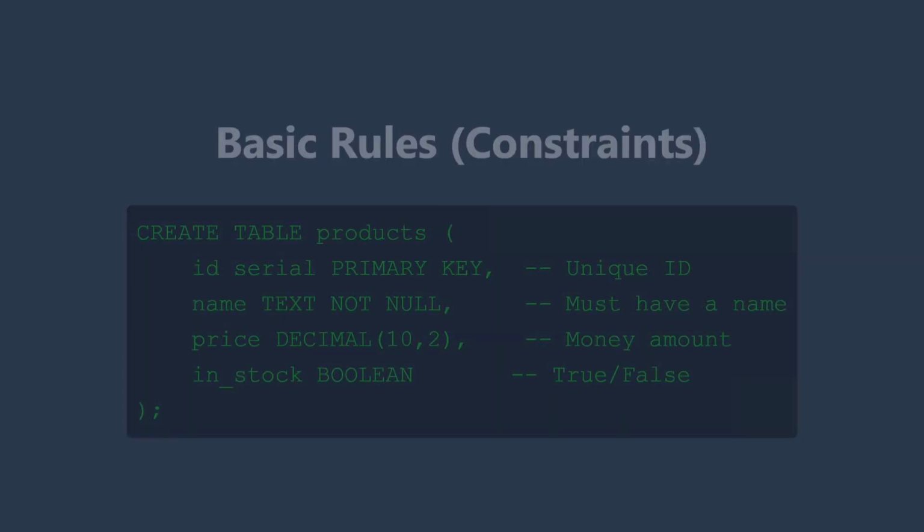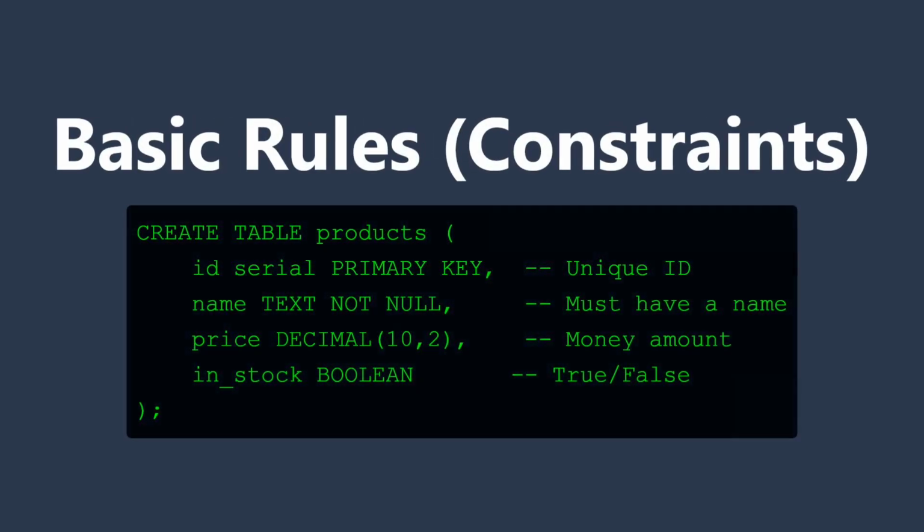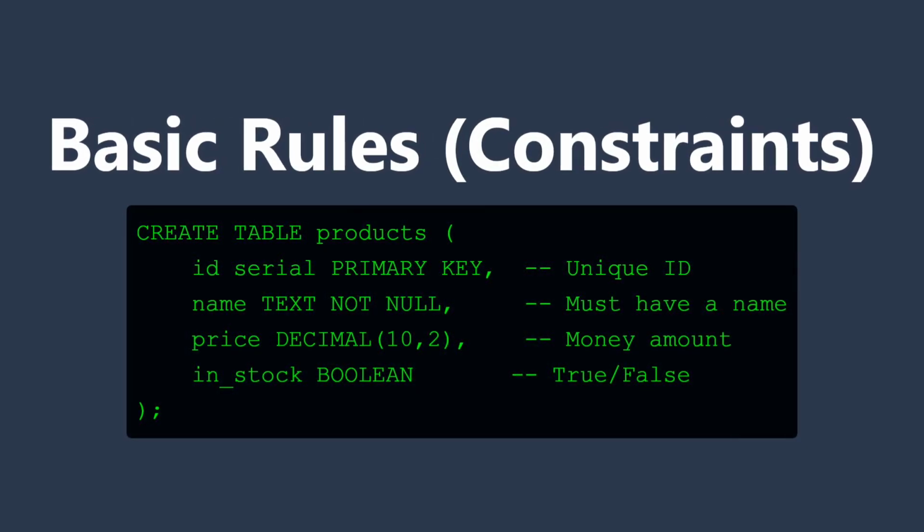Let's see these constraints in action with a products table. We are using serial primary key again for our ID column, and the name column has a not null constraint because every product needs a name. For price, we use decimal with 2 parameters, total digits and decimal places. And finally, a boolean to track whether the product is in stock.